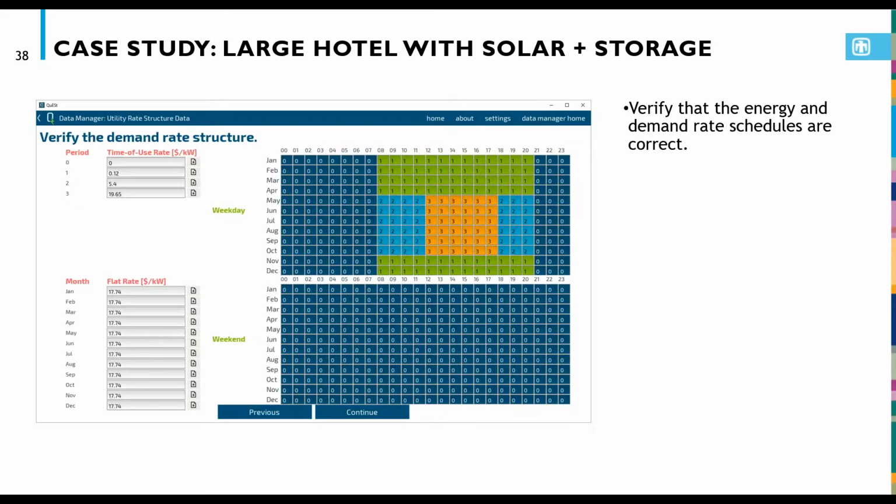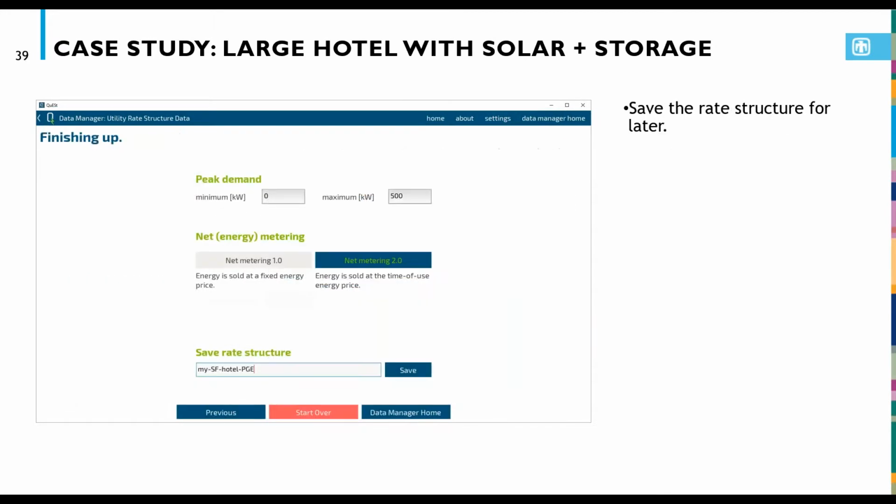Now we continue to verify the demand rate structure. In this case, both time of use demand and flat demand are applied. Again, we can modify the data if needed. Now we can finish up the rate structure setup by selecting the net metering rate structure and save the rate data for later use.